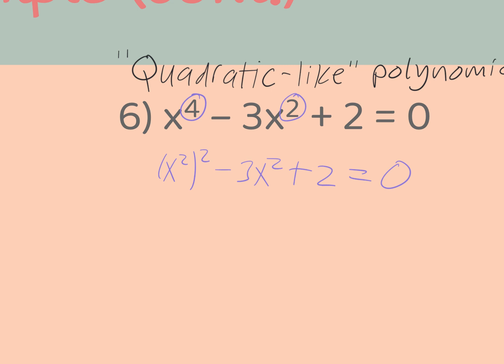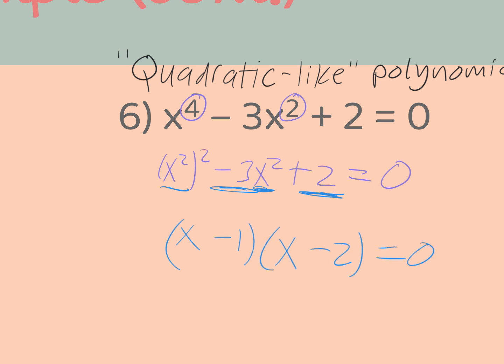Now that it's set up like a quadratic, we can factor it the same way. We have something squared, that same term, and a constant. So we're just going to look for what multiplies to 2 and adds to -3, which is -1 and -2. But we're not just going to have an x here. Because our middle term was an x squared, we're going to make this an x squared minus 1 and an x squared minus 2.